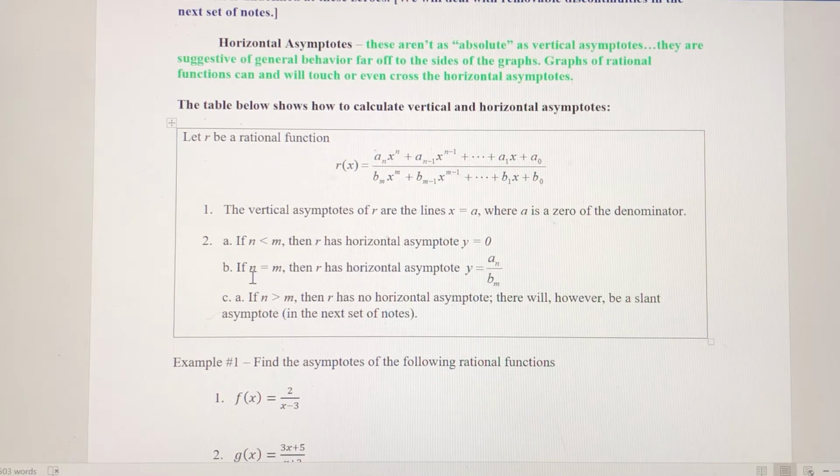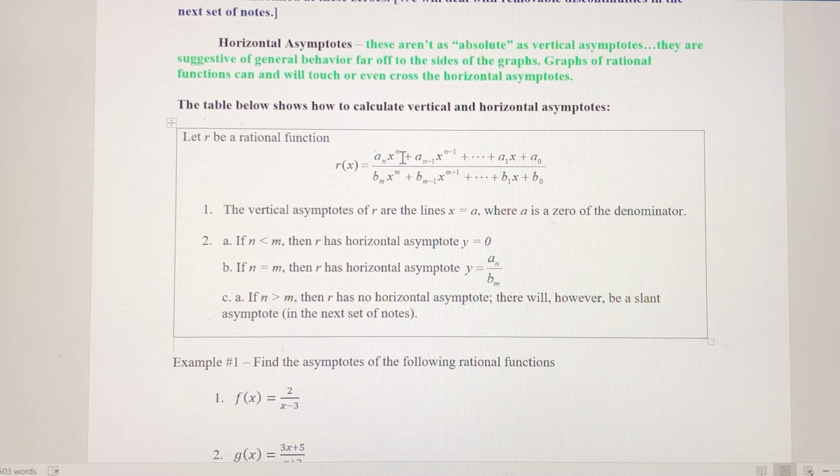If the degree of the numerator n is equal to the degree of the denominator m, then we're going to divide these coefficients. The horizontal asymptote will have the equation y equals the leading coefficient of the numerator divided by the leading coefficient of the denominator. I'll show you how that works in just a second. So again, if the numerator and the denominator are of the same degree, if they're both quadratic, both cubic, both fourth degree, then we're going to have a horizontal asymptote at y equals the ratio of the leading coefficients.